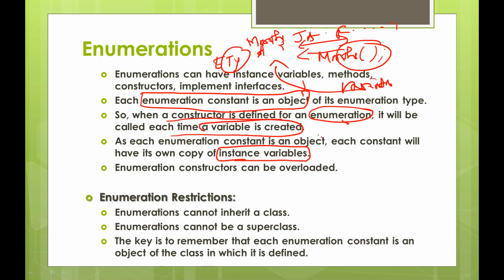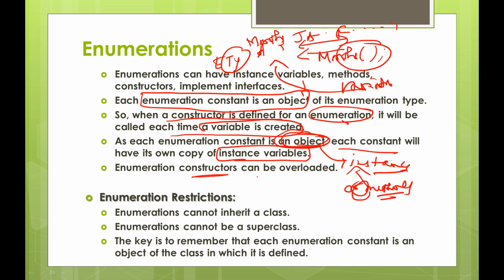So enumeration constant, we know it's an object. Since each enumeration constant is an object, if you define instance variables or methods, each object will have its own copy of instance variables and methods. Apart from whatever we have seen with classes, constructors can be overloaded in classes. Similarly, we can overload constructors in enumerations as well.